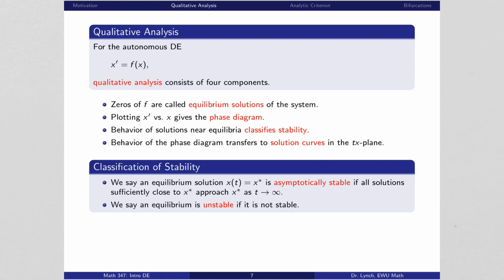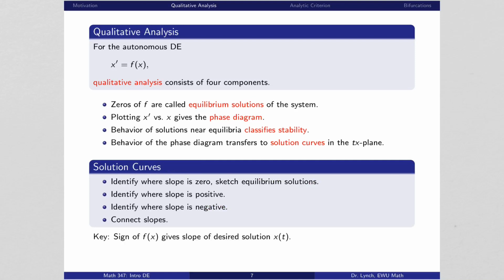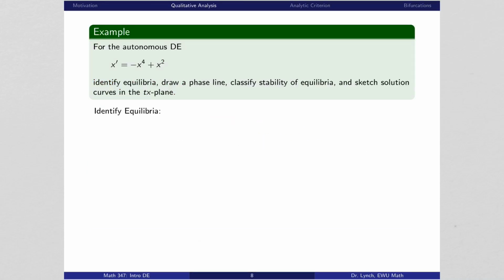And we can use all that information from equilibrium solutions, phase diagram, and stability to transfer and sketch solutions in the tx plane. The first job here is to sketch the equilibrium solutions and then identify where the slope is positive and negative, so where x is increasing or decreasing, and then just connecting up the slopes. The key to this is that the sign of f gives us the slope of the desired solution x of t.